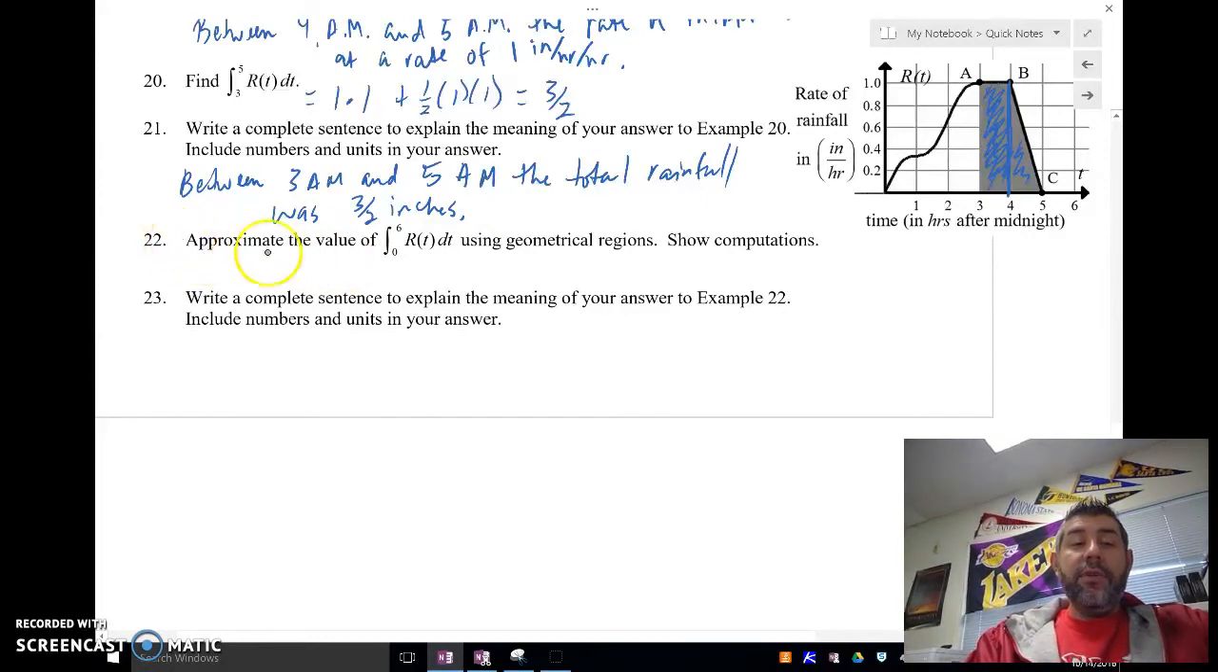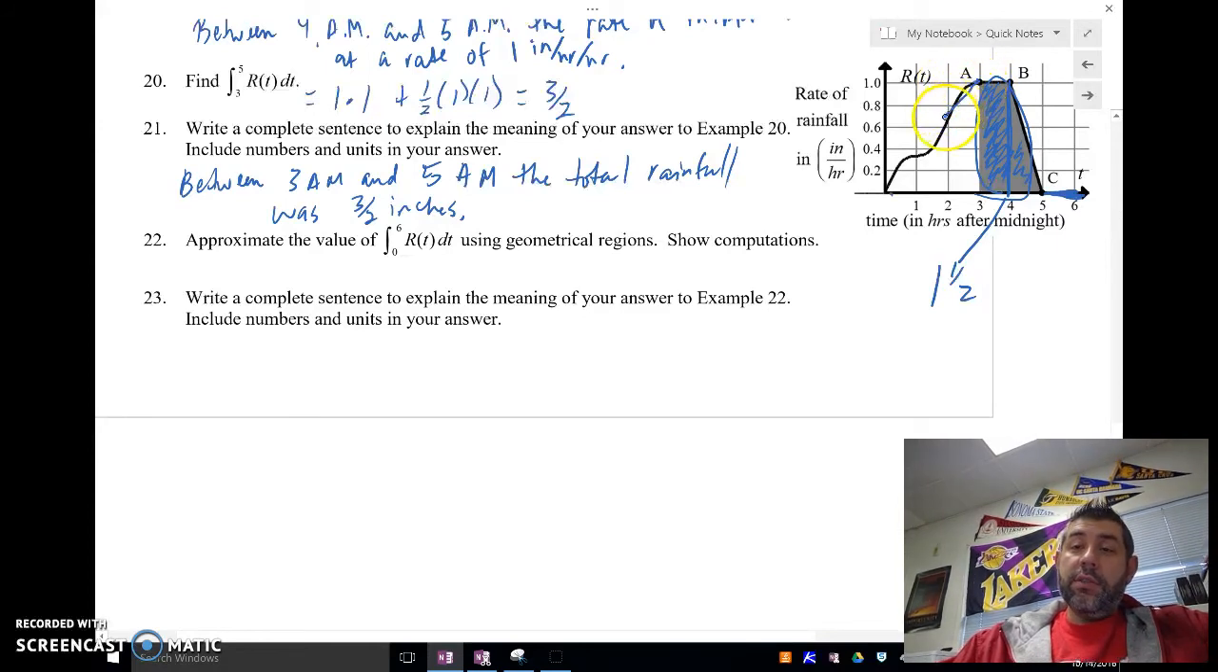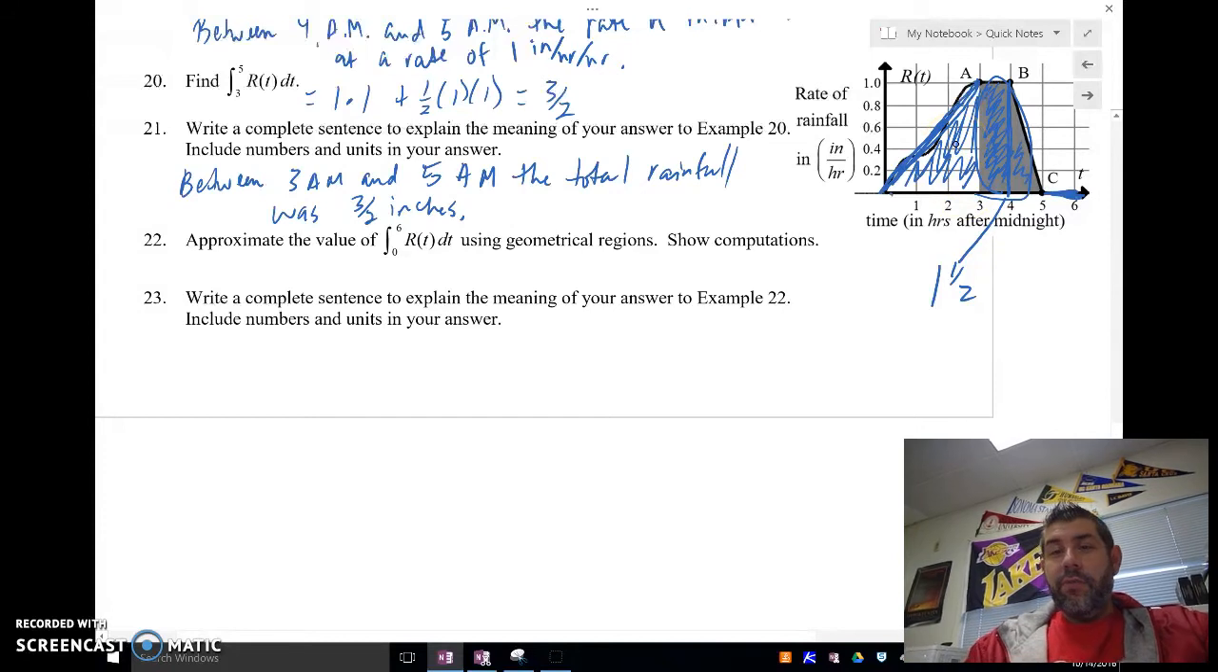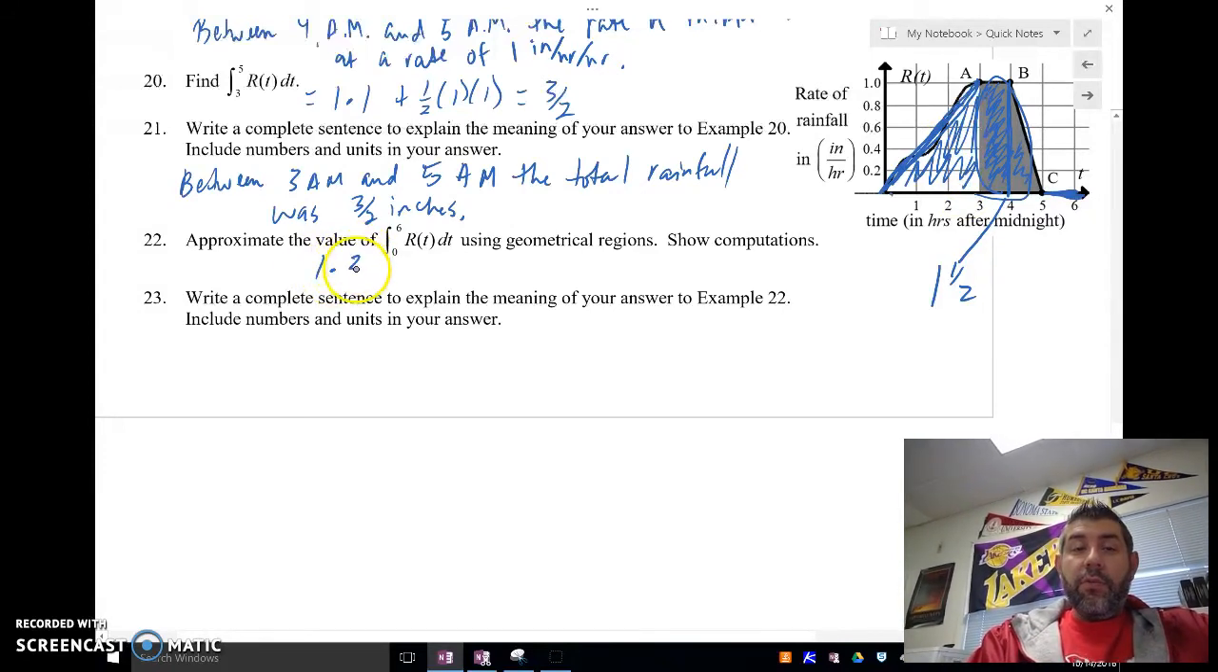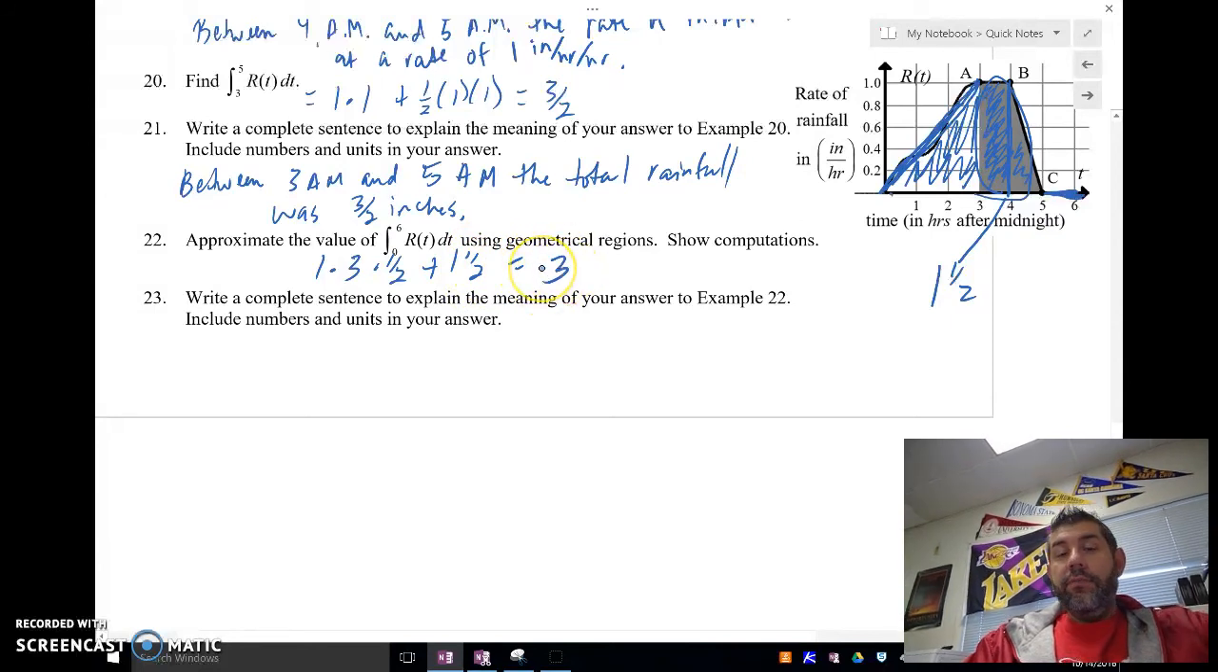Okay, next for number 22, we're going to approximate the value from 0 to 6. We already know that this piece is 1.5. This is a curved value here, so what we'll do is make a triangle and find the area of that triangle. That's a good enough approximation for us. So that's 1 times 3 times a half, the triangle, plus 1.5, and that's going to give us 3.